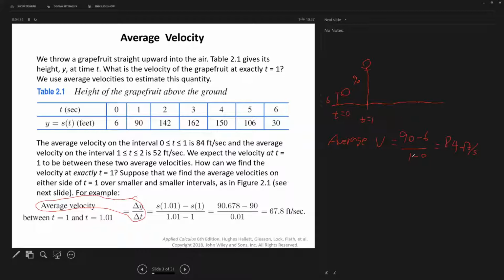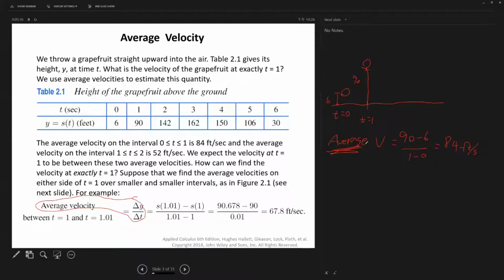I want you to think about this number, 84 feet per second. Does that mean the grapefruit is traveling at a constant speed of 84 feet per second? That is very unlikely, because the grapefruit has to gain speed, and then if it's traveling in the air with nothing else pushing it, it's going to lose some speed. So between time 0 and 1, the speed is not the same at every millisecond. That's why we call this the average velocity. On average, how fast is the grapefruit traveling? We can say 84 feet per second, but that does not mean it's a constant speed at any time between 0 and 1.